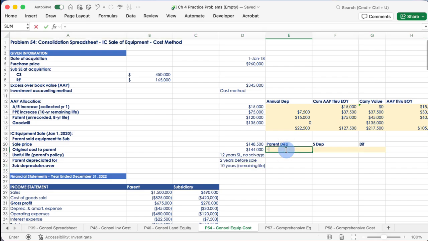So let's go ahead and calculate that difference. The parent's depreciation was their original cost divided by 12 years. The subsidiary, however, is going to be depreciating the cost to them, the $148,500 divided by 10 years. And so when we do the subtraction here, we see the difference of $2,850. And that is going to create a difference that we're going to have to eliminate or reverse in all of our consolidation process.